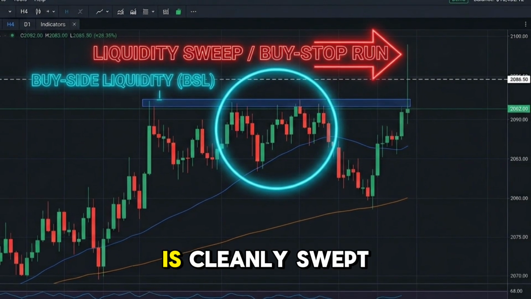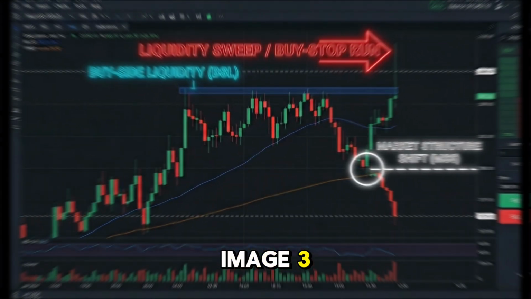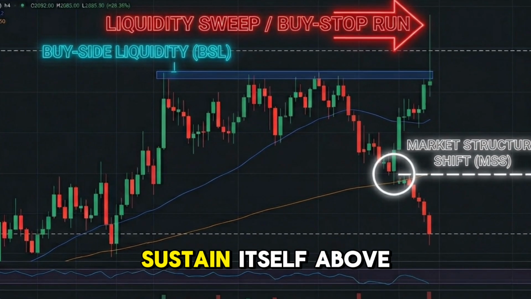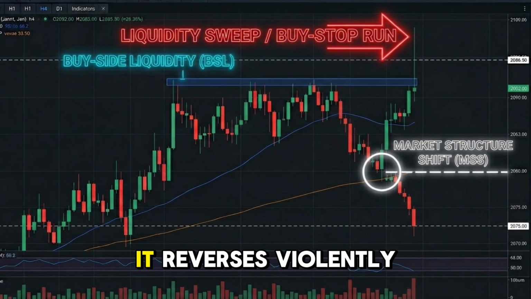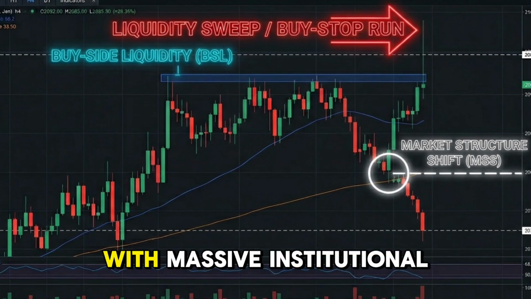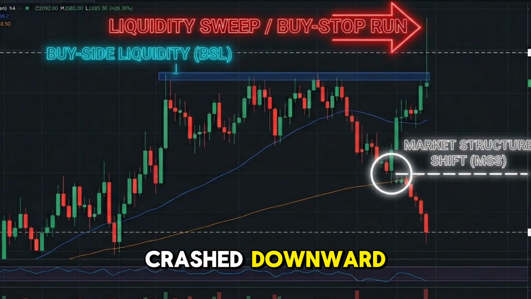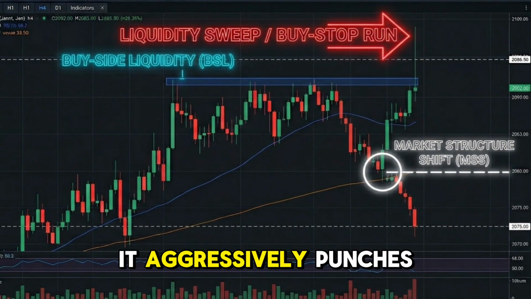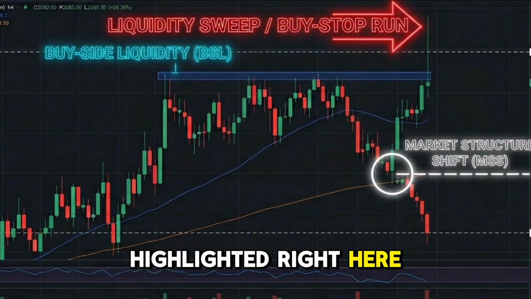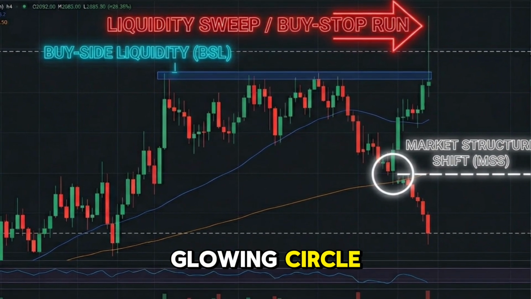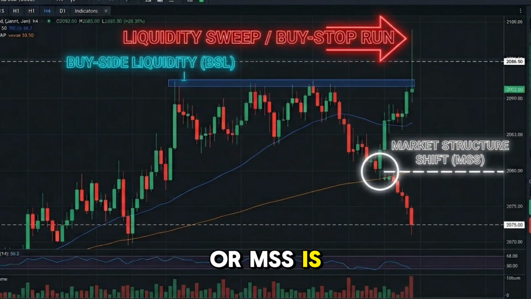Once the liquidity is cleanly swept, the trap is sprung. Look at image 3. The price completely fails to sustain itself above the high. Instead of closing above the resistance, it reverses violently to the downside with massive institutional displacement. As the price crashes downward, it does something critical. It aggressively punches straight through the most recent swing low, highlighted right here inside the white glowing circle. This is the exact moment a market structure shift, or MSS, is confirmed.